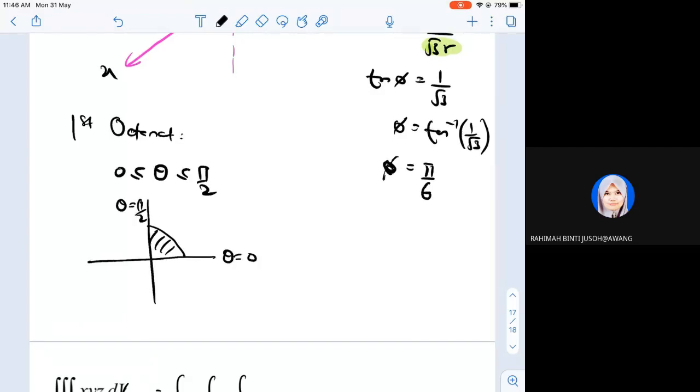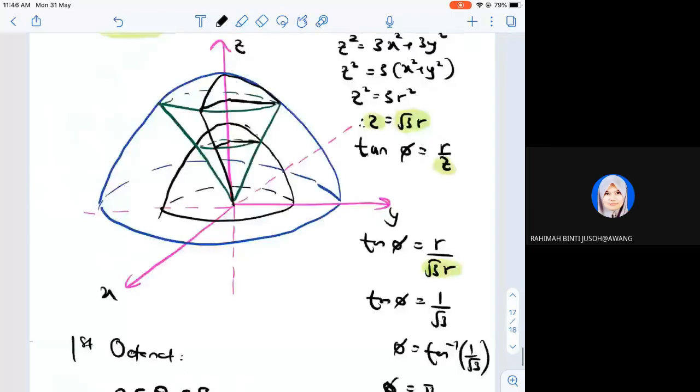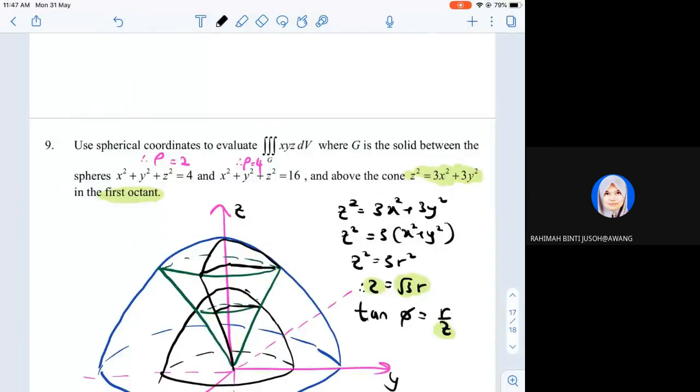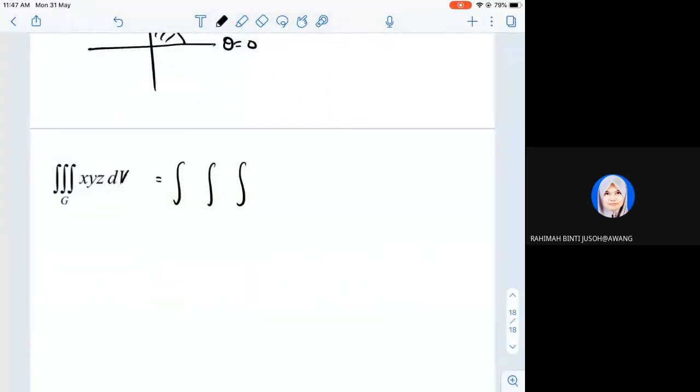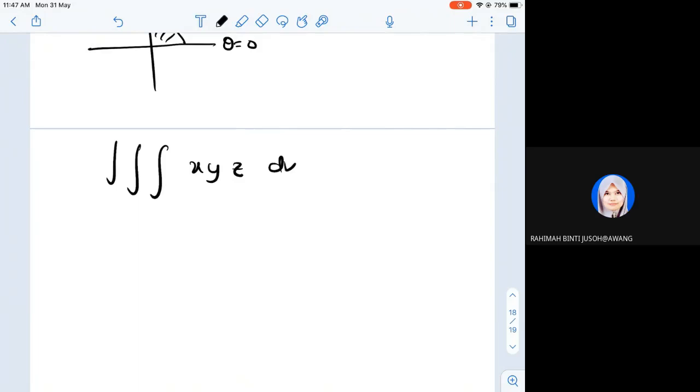So theta dah ada, phi dah ada, rho pun dah ada tadi. Rho from 2 until 4. So can proceed lah. Okay, so now sudah x, y, z pula. Panjang ni. Okay, sekejap tak boleh tulis macam ni. Tak muat ni. Delete. Okay, saya tulis manual lah. Ni x, y, z bersamaan dengan limit.